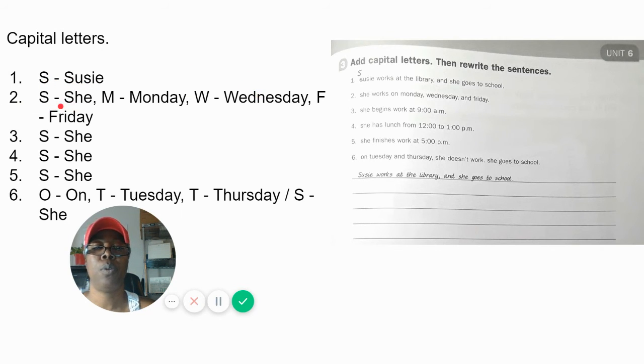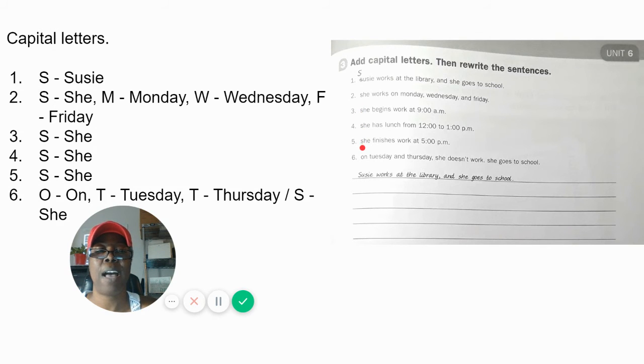For number 2, she works on Monday, Wednesday, and Friday. For the capital letters, we need an S in she because it's the first word in the sentence. We need a capital M in Monday, a capital W in Wednesday, and a capital F in Friday because these are days of the week. And we always capitalize the days of the week.